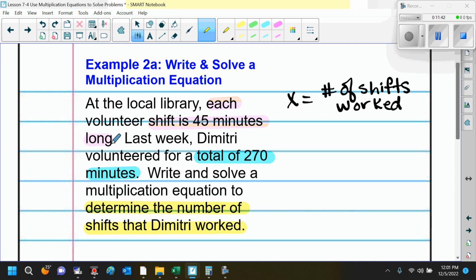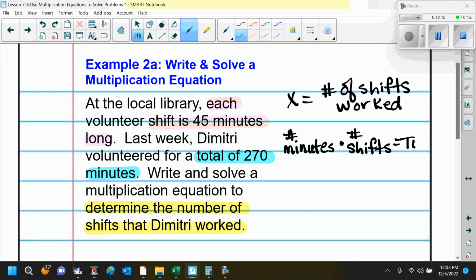Okay? Now, that was step 2. Now we want to translate English to math. So, what is the English? So, we could take the number of minutes times the number of shifts, and that's going to give us our total minutes, right?